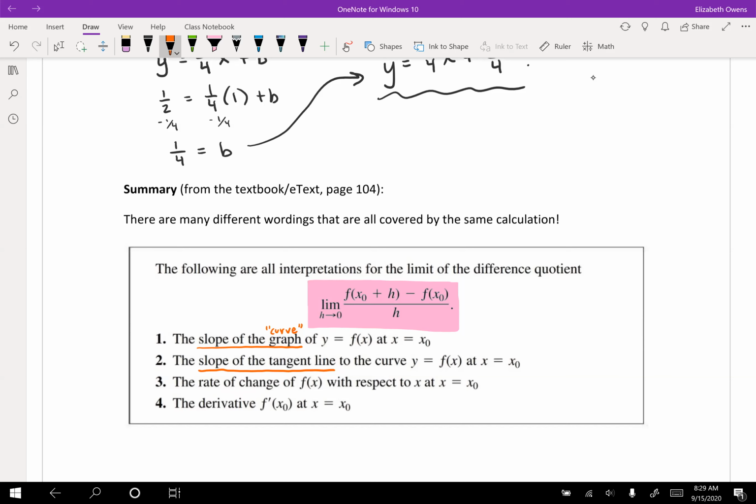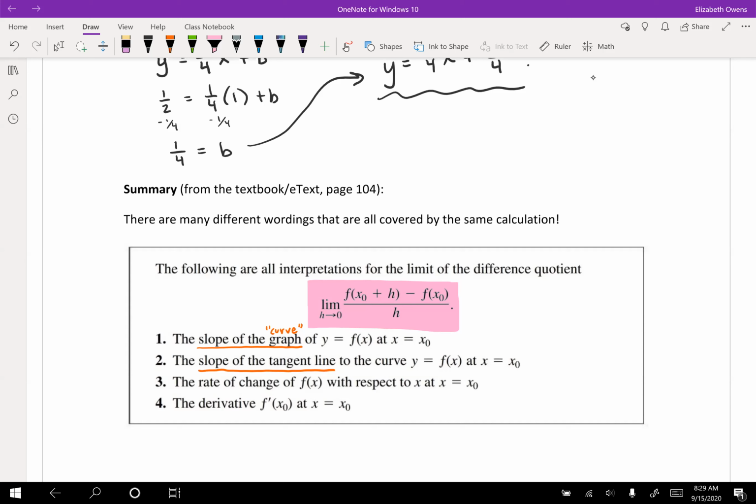Because what is the slope of a curve at a particular point? Well, it would be the slope of whatever line is touching the curve at that point, which would be the tangent line. So that's why 1 and 2 mean the same thing, and you calculate them in the same way. So slope of the tangent line, slope of the graph, slope of the curve. Okay.